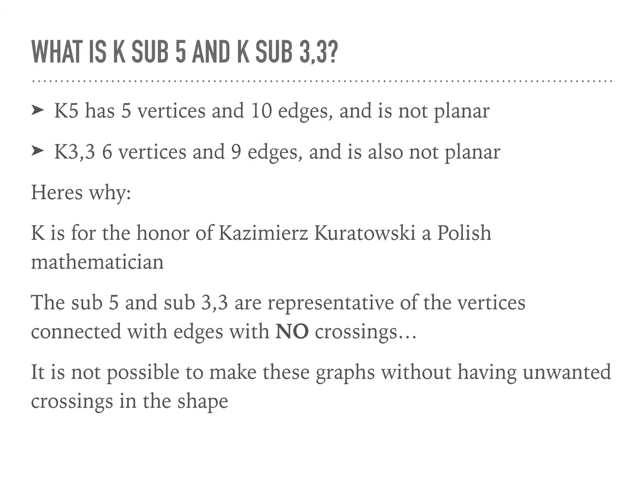K sub 5 and K sub 3,3 are examples of graphs that would not be considered planar. I'll be showing an example of both a planar and non-planar graph shortly. Essentially, the 5 and the 3,3 represent the number of the vertices. A K sub 5 graph has 5 vertices and 10 edges. Because of this, there's no way to connect all 10 of those edges to the vertices without creating unnecessary crossings within it. This goes the same for K sub 3,3.